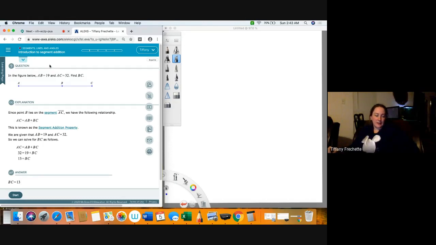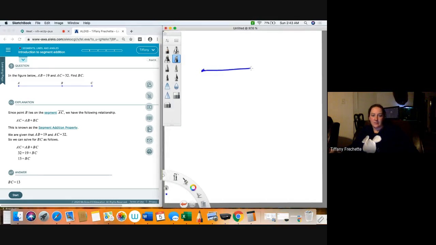Introduction to Segment Addition. This is just the beginning of learning how to add the pieces together for a geometric figure. In the figure below, AB equals 19, AC equals 32, find BC. I always start out by just redrawing it on my paper. It doesn't have to be perfect, so just rough draw it like this.